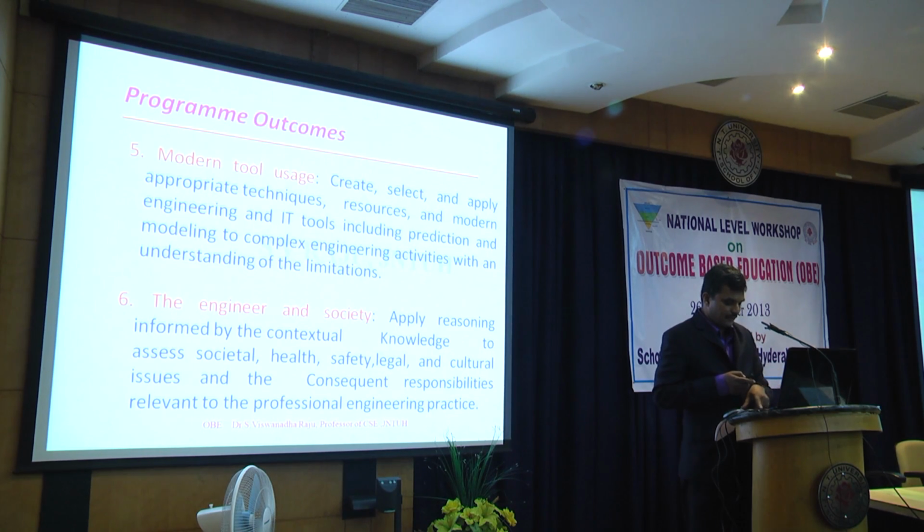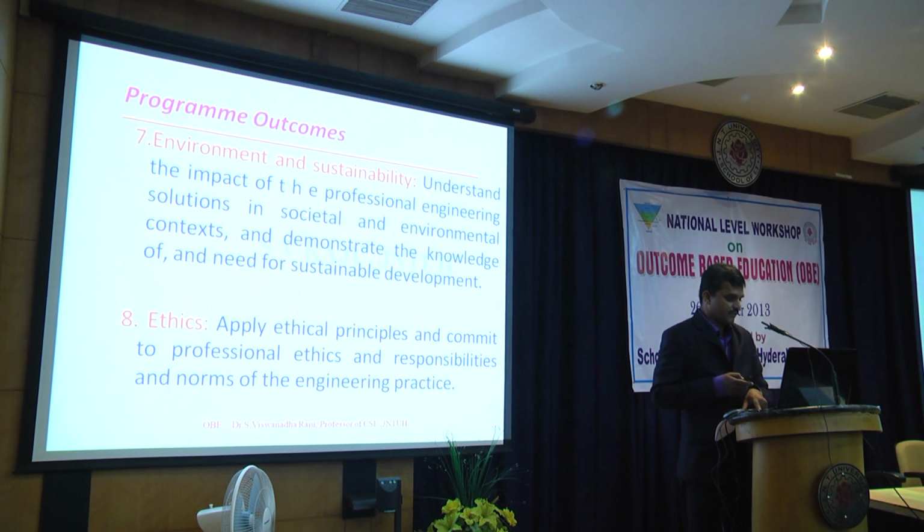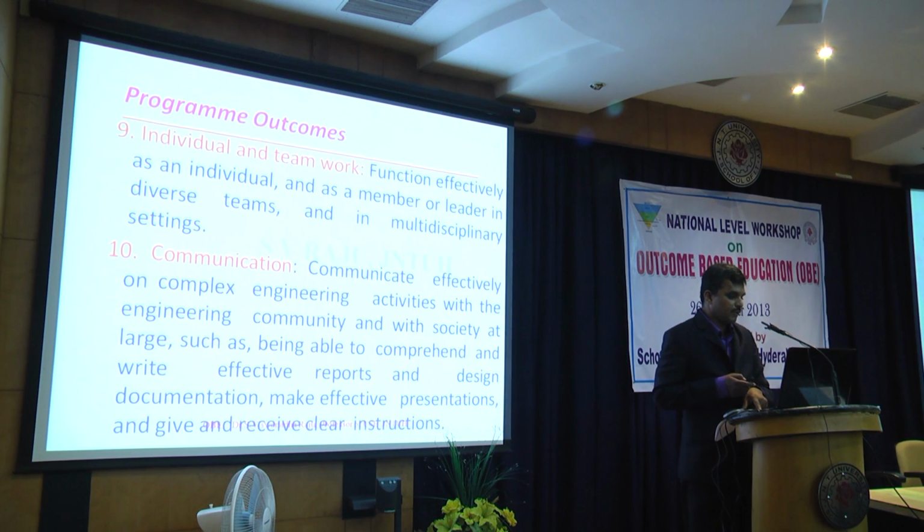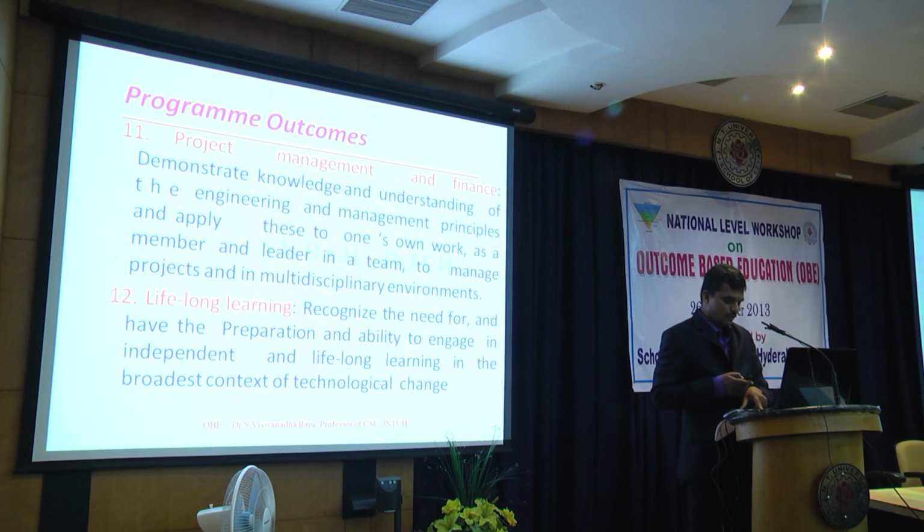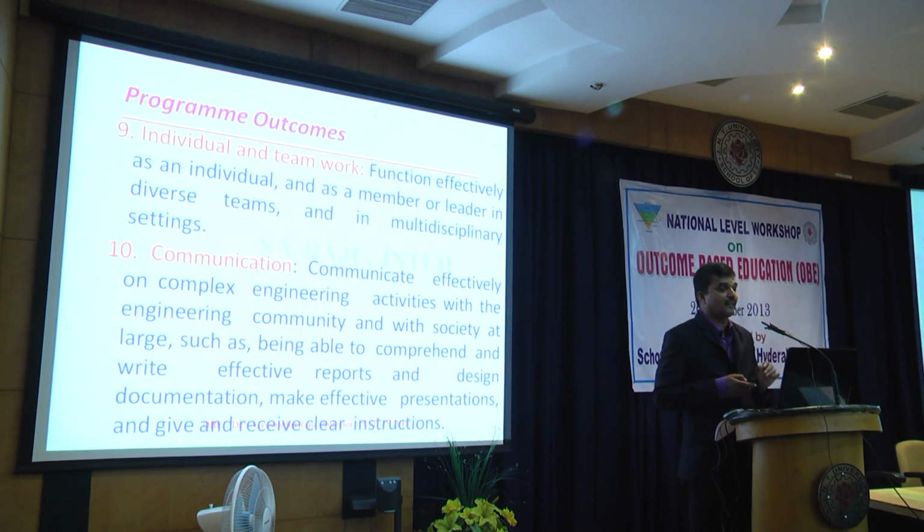The engineer and society, environment and sustainability, ethics, individual and teamwork, communication. Why do you see that they have made communication separate? You can combine it with the other components, or mix with other components, whatever it is, as you wish. You can make it as many as you want, but the minimum is 12 they are saying. Every accreditation body suggests you better go for a minimum of 12 program outcomes. But a maximum of 17, 18, 19 could also be acceptable.